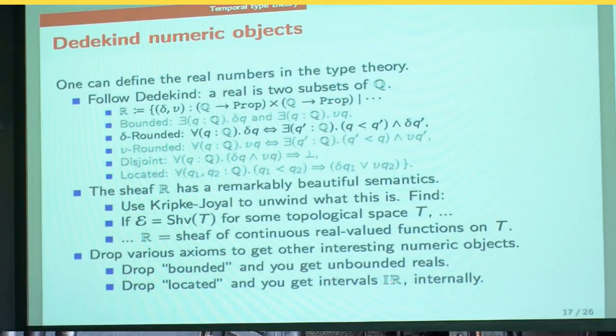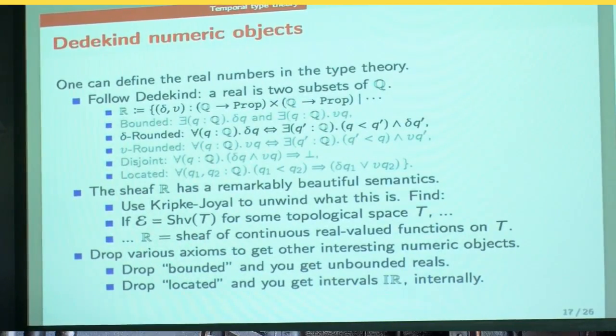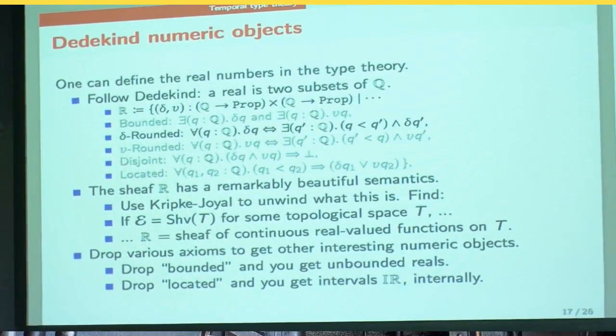So here I wrote: IR is the type of all pairs of predicates on the rationals that satisfy bounded, rounded, and disjoint. That's not located. And I know you can't parse that fast enough, but it is there and we can talk about it. It just says that when you ask for a time of length L, it is the set of all (d, u) where u minus d is L. The point is that you get a real interval with some properties.